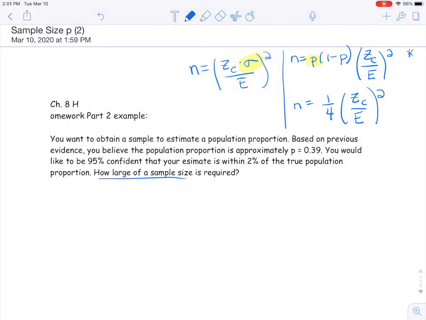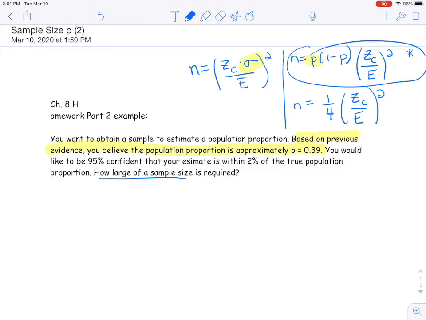So let's read this problem. You want to obtain a sample to estimate a population proportion. Based on previous evidence, you believe the population proportion is approximately p equals 0.39. All right, so right there it gives us a preliminary estimate of p. So therefore we know we're going to use this formula here.